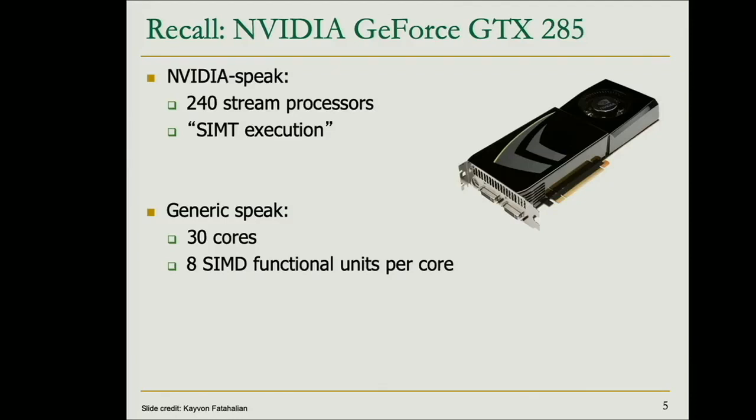In NVIDIA speak, this has 240 stream processors, and this is SIMT execution. Recall that we talked the other day about SIMT execution. We will recall that again today. And in generic speak, these 240 stream processors that NVIDIA also calls CUDA processors are actually 30 GPU cores, or 30 SIMD pipelines, each of them including eight lanes.